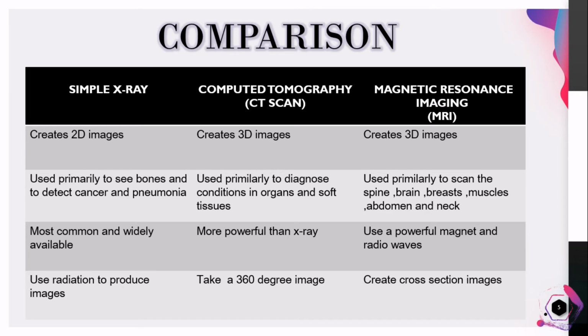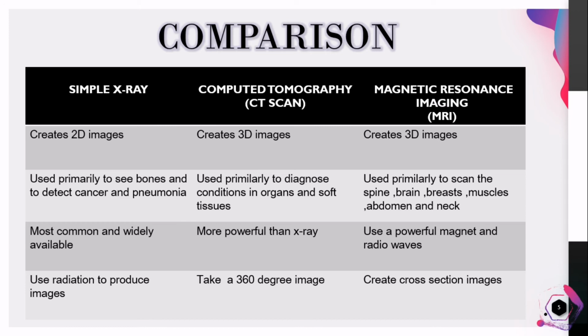The comparison of CT scan with simple X-ray and magnetic resonance imaging, MRI. CT scan and MRI create 3D images, while simple X-ray creates 2D images. CT scan is used primarily to diagnose conditions in organs and soft tissues. Simple X-ray is used primarily to see bones and to detect cancer and pneumonia. MRI is used primarily to scan the spine, brain, breast, muscles, abdomen, and neck.